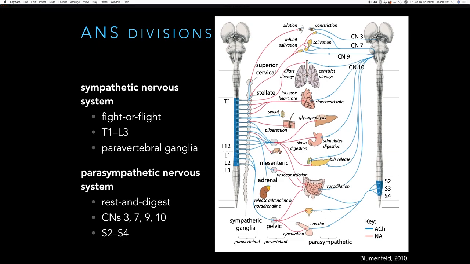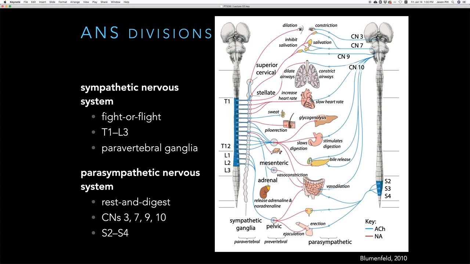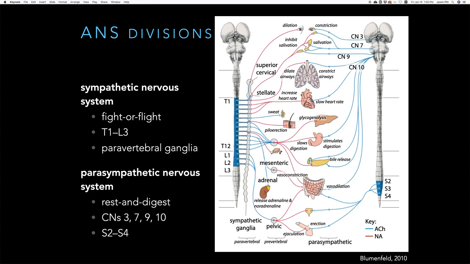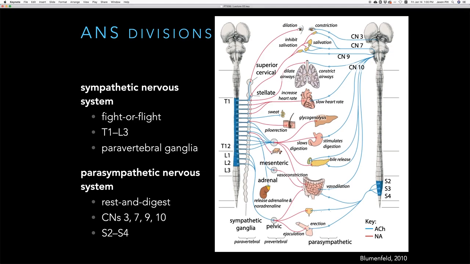Now you'll notice we have yet another pair. We have preganglionic and postganglionic neurons. Preganglionic neurons live in the central nervous system. Postganglionic neurons live somewhere else. For sympathetic neurons, most of them are in the paravertebral ganglia, that sympathetic chain ganglia that lives right next to the spinal cord. There are 4 prevertebral ganglia scattered throughout the body, so not every postganglionic neuron lives in the sympathetic chain.